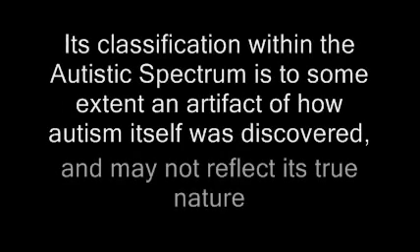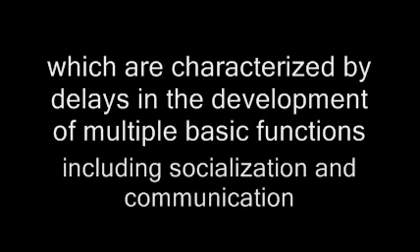Unusual use of language, however, is common. Similarly, physical clumsiness is often reported. Whether or not Asperger syndrome should be considered a form of autism remains unclear. Its classification within the autistic spectrum is to some extent an artifact of how autism itself was discovered and may not reflect its true nature. However, both autism and Asperger syndrome fall under the diagnostic category of pervasive developmental disorders, or PDD, which are characterized by delays in the development of multiple basic functions, including socialization and communication.